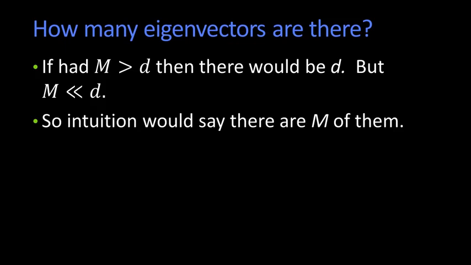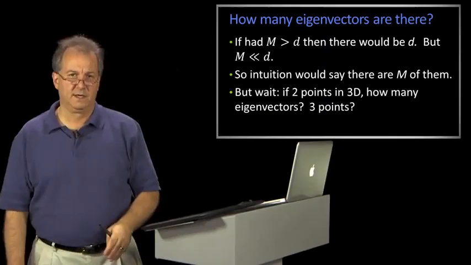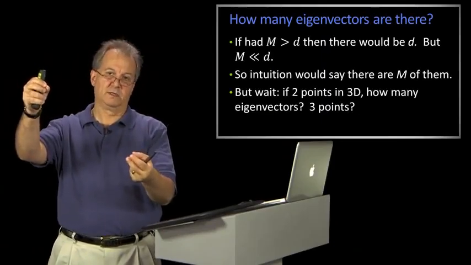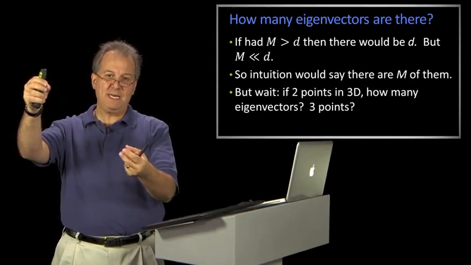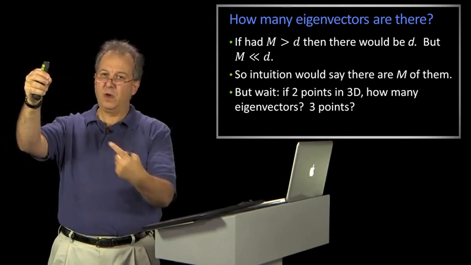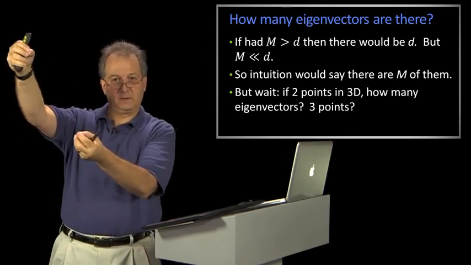Well, your intuition might say, well, I've got M independent things, so there must be M of them. But actually, your intuition was wrong. And in fact, a better intuition would be the following. Suppose I give you 2 points in 3 dimensions. How many vectors can span those? Just one, right? I go between them.